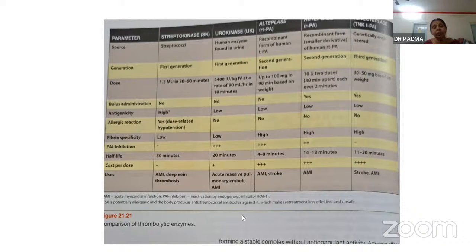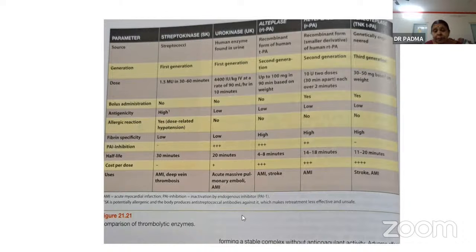The adverse effects are also the same in almost all of them, but this is the main difference we see with streptokinase and the other drugs. Most of the uses are also the same, because it's always used either by IV bolus or by IV infusion. The next one was urokinase, which was obtained from human urine.